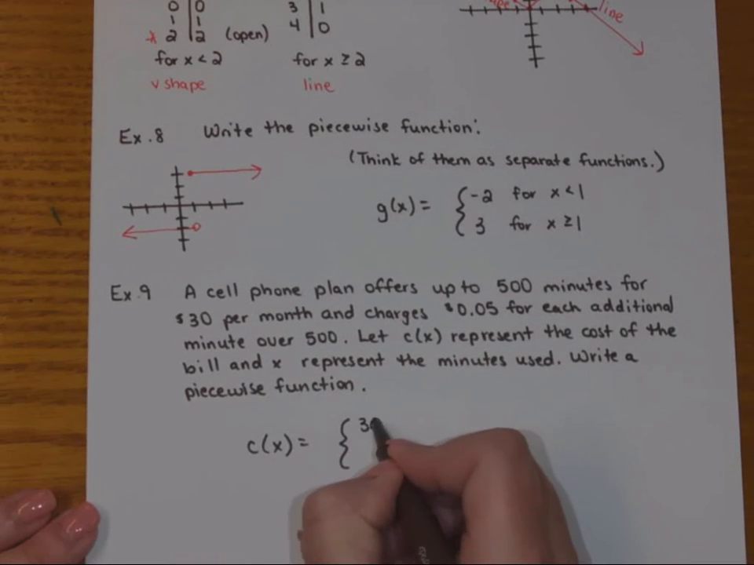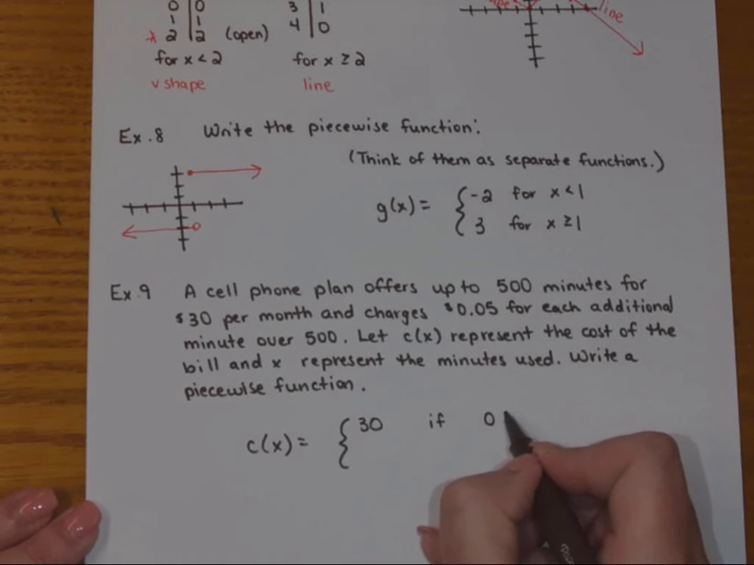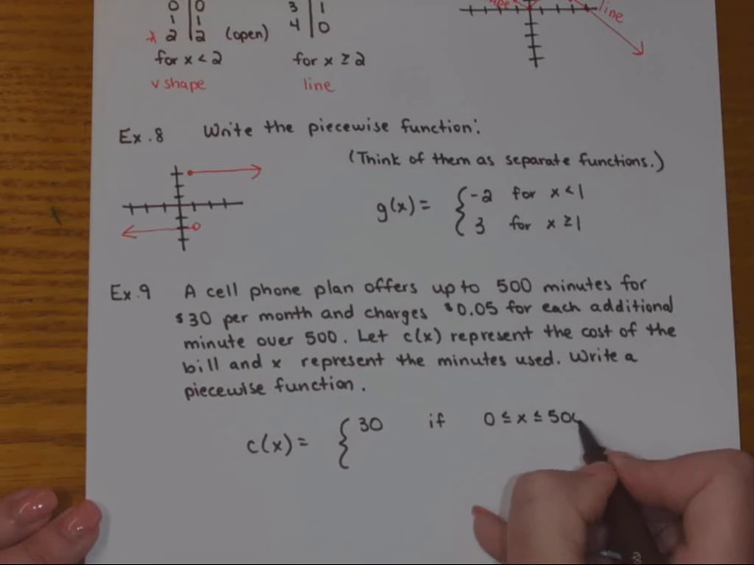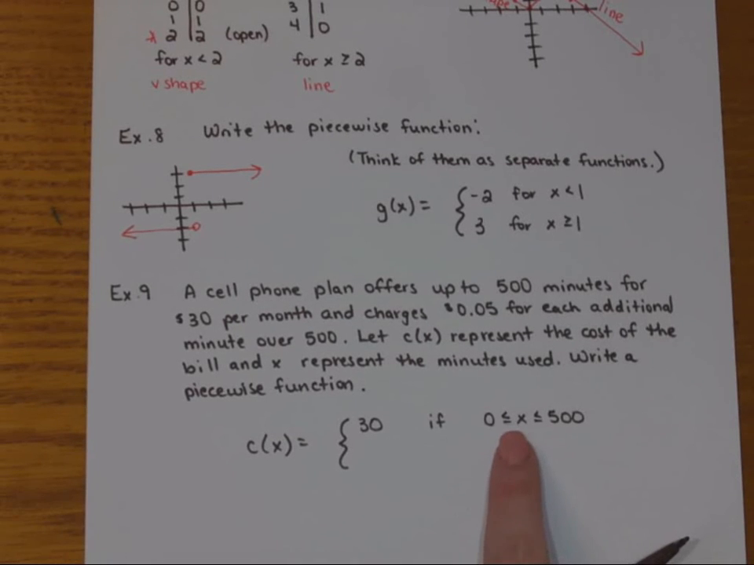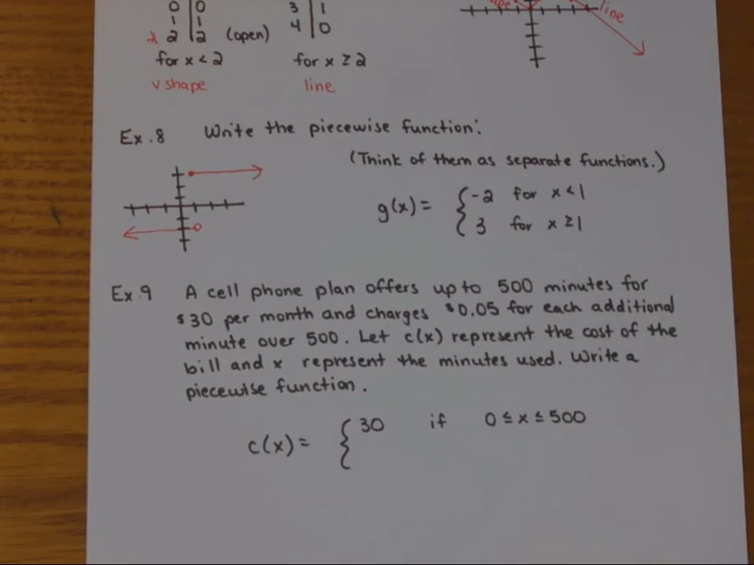Okay, so your cost is going to be $30 as long as the minutes you talk stay between 0 and 500. Notice it's kind of implied, right? But we can't talk a negative number of minutes. So the least amount of minutes you could talk is 0. The most amount of minutes without an extra charge that you can talk is 500. Okay? So as long as you follow the rules, right, you only have a $30 bill, you're good to go. But what if you go over? Okay, so let's talk about that.